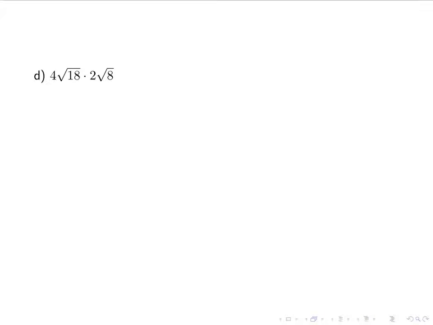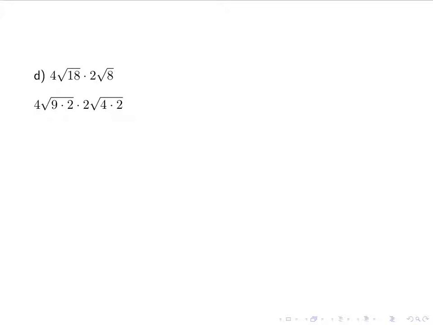Okay, we'll try a couple more. 4 times root 18 times 2 times root 8. Again, I want to notice that they have things in common that I can pull out. So 8 and 18 have a 2 in common, so I factor 18 as 9 times 2. I factor 8 as 4 times 2.